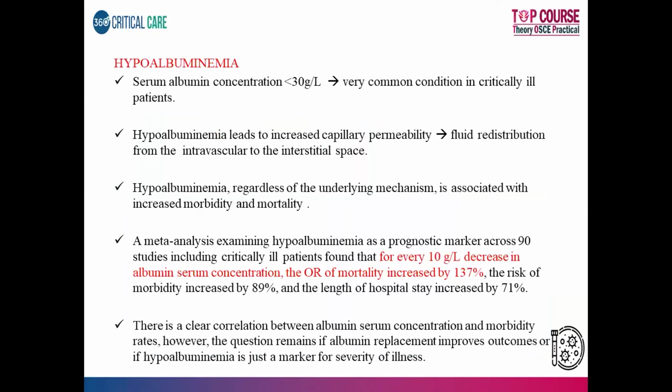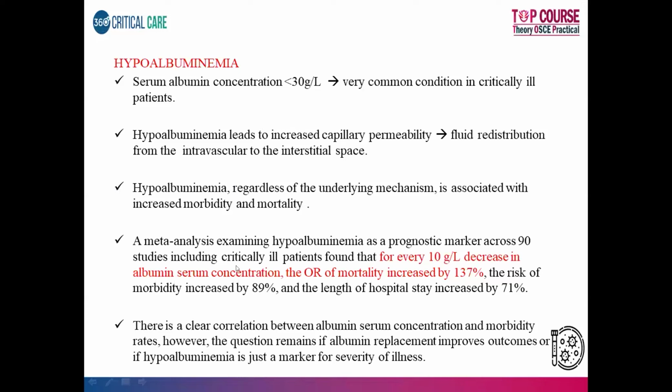What are the side effects of hypoalbuminemia in critically ill patients? What is hypoalbuminemia? It is nothing but less than 30 grams per liter of albumin in the serum. Most of the studies show that hypoalbuminemia leads to increased capillary permeability, leading to fluid redistribution from the intravascular to the interstitial space. This is associated with increased morbidity as well as mortality.